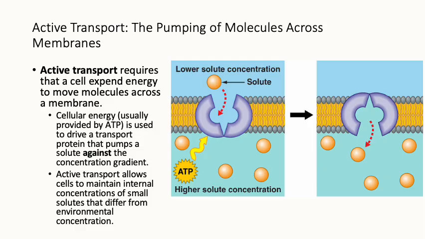Sometimes cells need to move substances across their concentration gradient, from an area of lower concentration to higher concentration. This process is called active transport, and it requires energy. Typically, that energy comes from ATP. Active transport uses membrane proteins that act as pumps, forcing solutes across the gradient. This process allows cells to maintain internal conditions that are very different from their environment, which is critical for nerve signaling, muscle contraction, and overall cellular homeostasis.